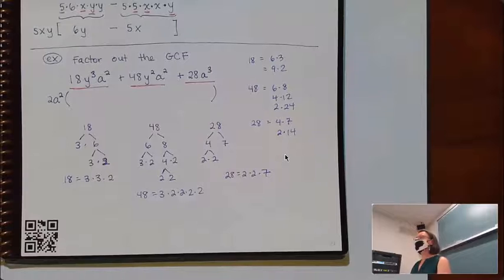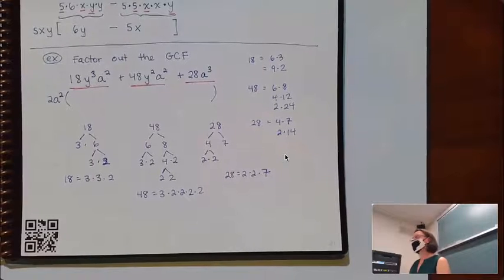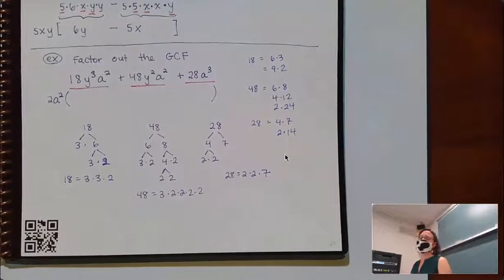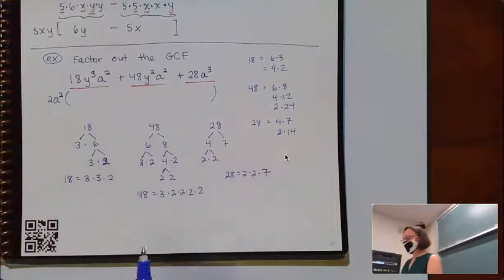If I encountered something like, I don't know, 135, I'm probably going to have to go with prime factorization because I don't know what multiplies to be 135. But 18, 48, and 28, those are facts small enough that we should be able to run through what the possible factors are. Okay, back to actually finishing off the problem.